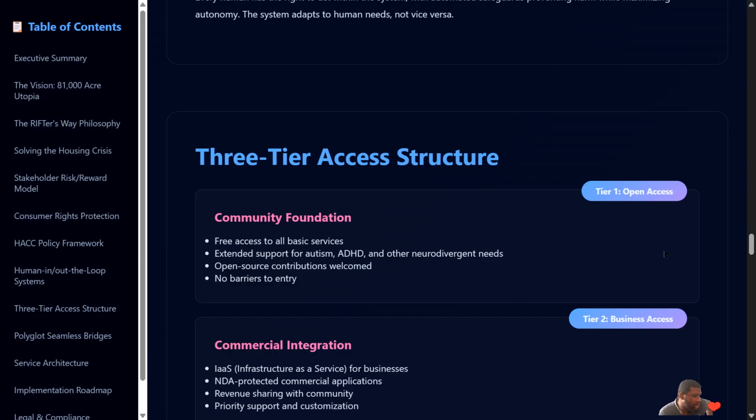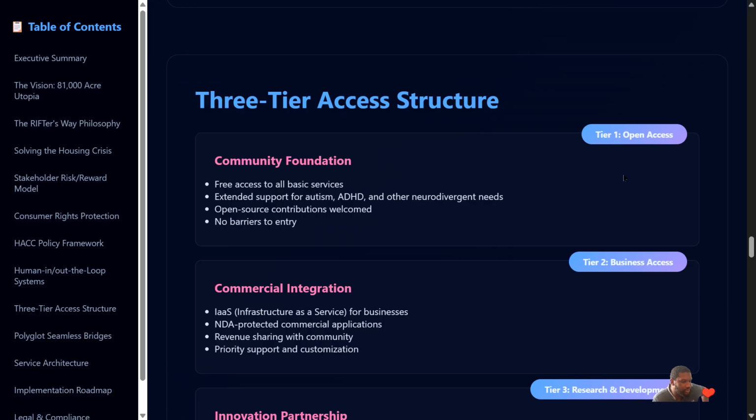We got the tier three access. Tier one is open access: free access to basic services, extended support, for example for my neurodivergence, open source contribution, and welcome, no barriers to entry. I will not have anybody tell me how to run my business. This is just infrastructure service. So that's tier one.